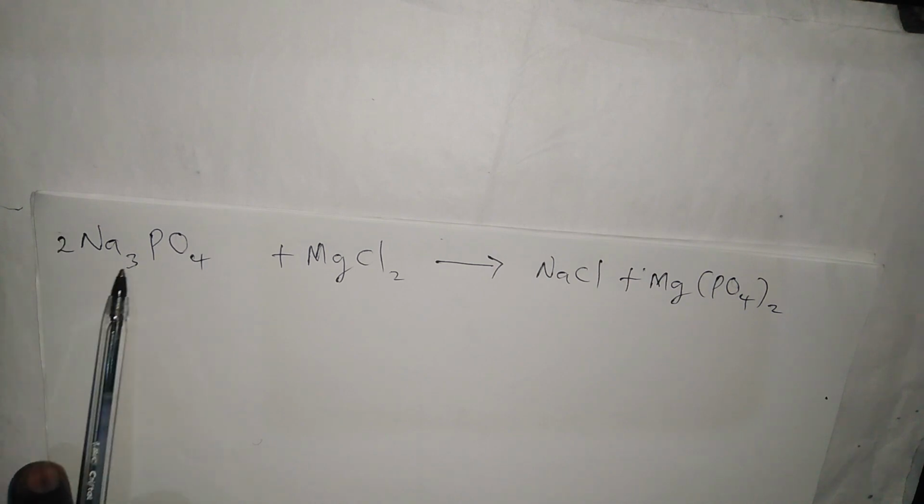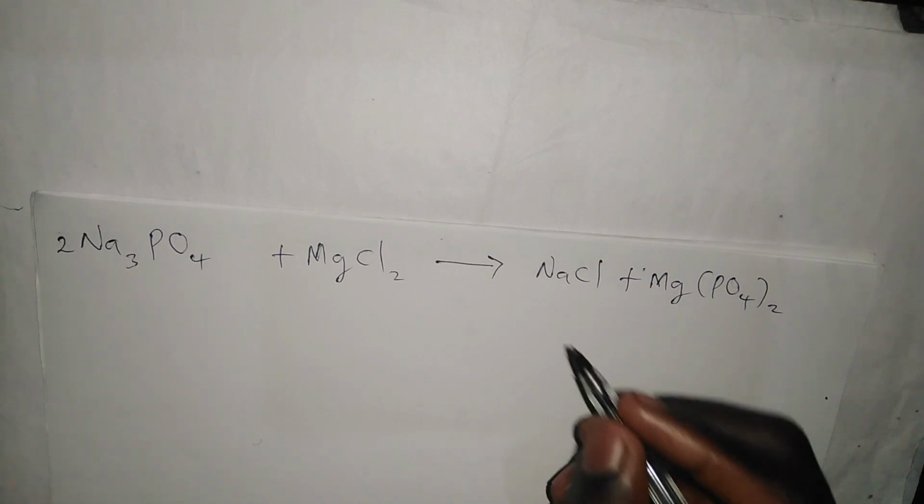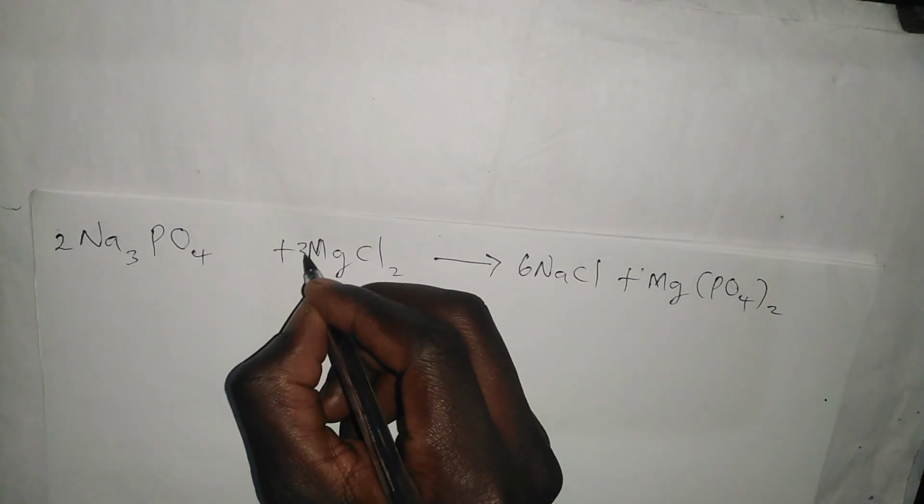Next, let's balance the sodium. So we have 6 sodium here. 2 times 3 is 6. So we'll put 6 here because we only have 1 here. So our sodium is balanced. Now, what we'll do next is balance the chlorine. So we have 6 chlorine here and we have 2 here. 6 divided by 2 is 3. So we'll put 3 here. Now, our chlorine is effectively balanced.